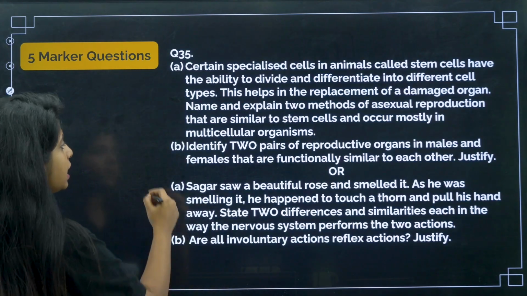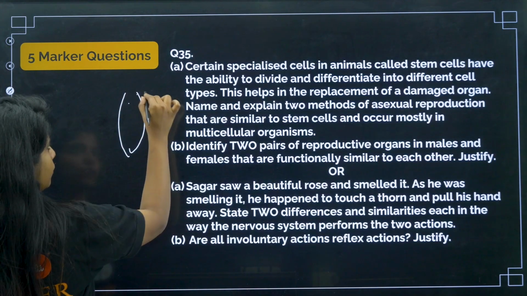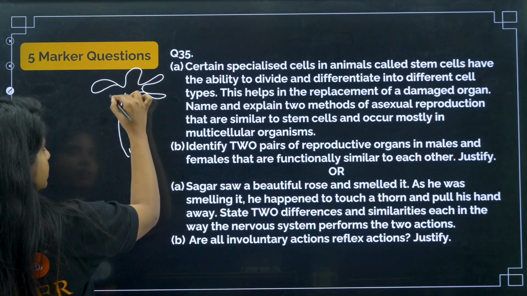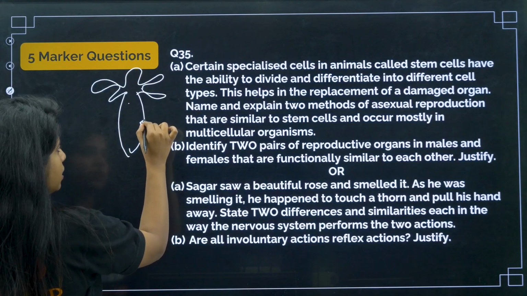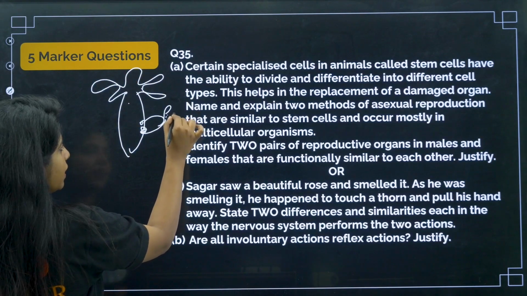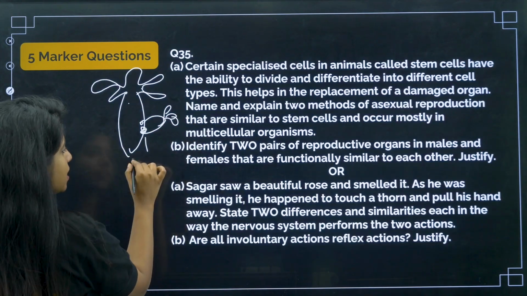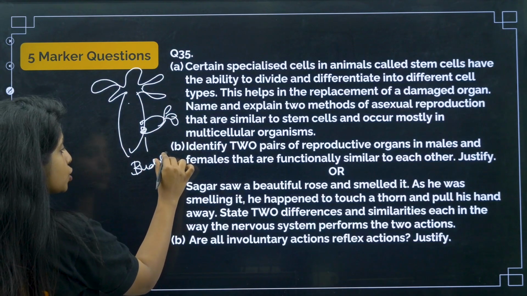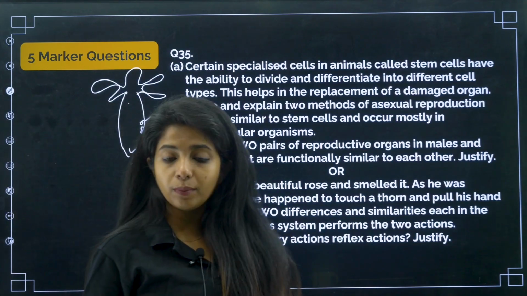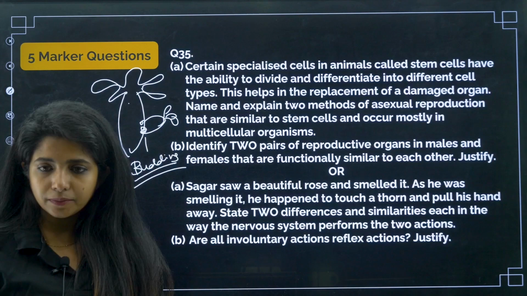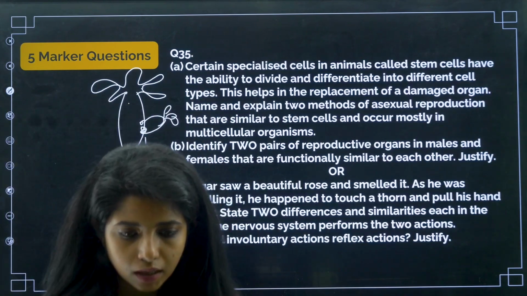For example, if you have seen a hydra, my dear children, it looks like this with all those tentacles that it has. Suppose the hydra has certain stem cells over here, they can give rise to small hydrae over here. This is known as budding, and this is a mode of asexual reproduction. Why? Because there is no fusion of gametes. There is no fusion of male and female gametes over here. Get it? Okay. So yes, that is there.